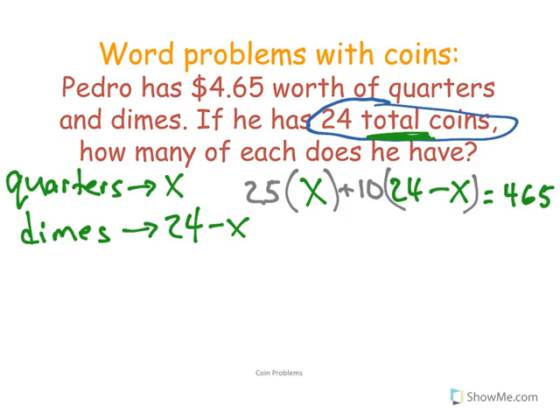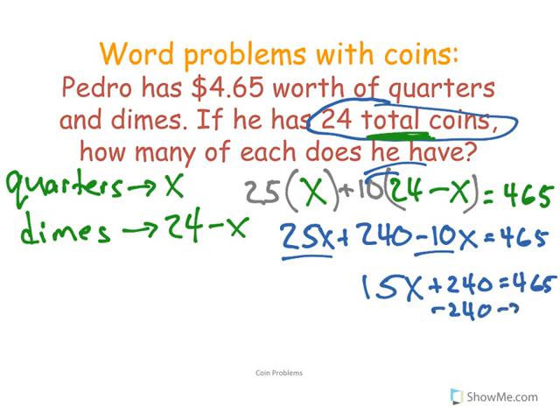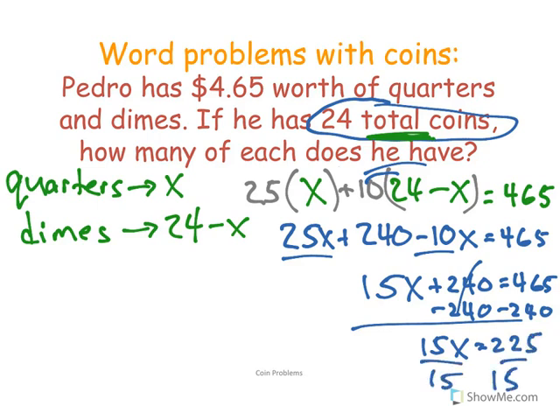So I'm going to distribute. I get 25X. And I get 240 minus 10X equals 465. Combine the like terms, gives me 15X. Add negative 240 on both sides. I get 15X is equal to 225. Divide by 15, we should get X is 15.